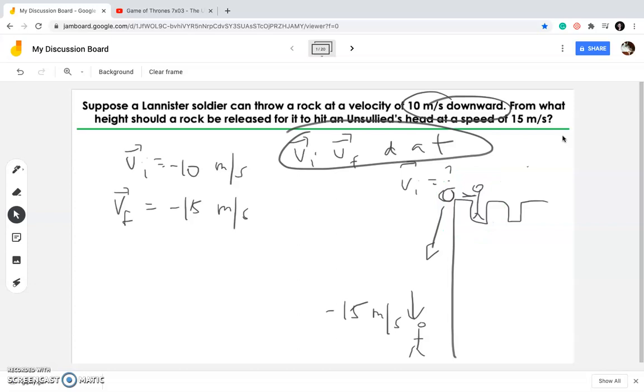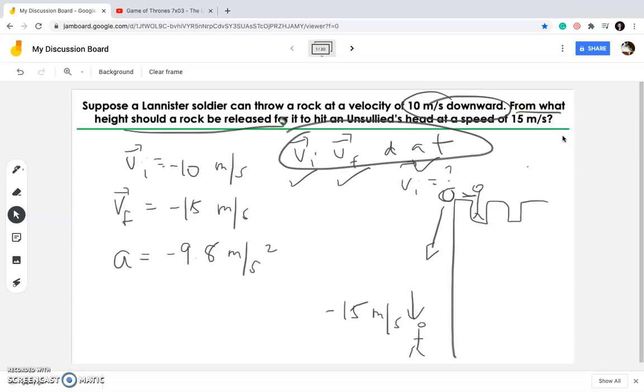And then obviously there's always this automatic given that's not directly stated in the problem. Because we assume that the rocks are in free fall, the acceleration would be negative 9.8 meters per second squared. Now, let's figure out what we have at the moment. We have v sub i, v sub f, and acceleration that are all given, and therefore, what's the RTF? From what height should a rock be released?